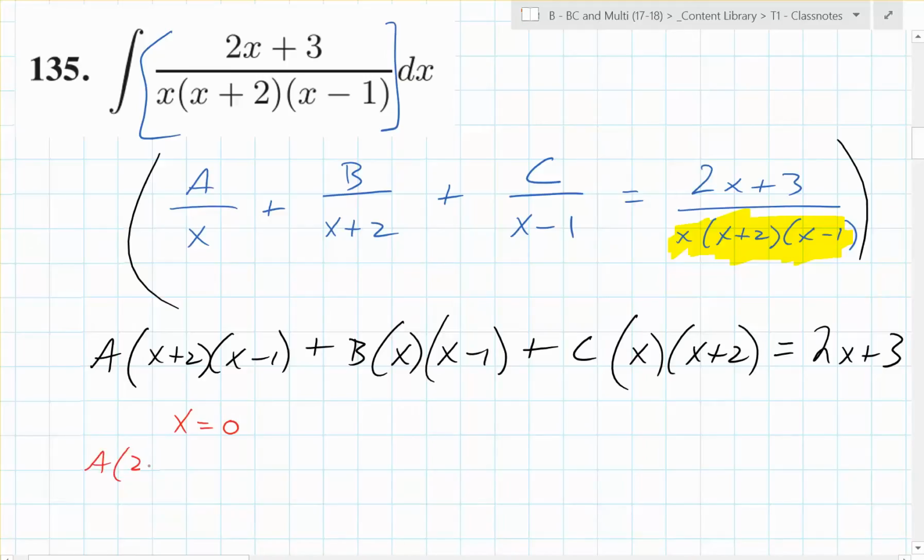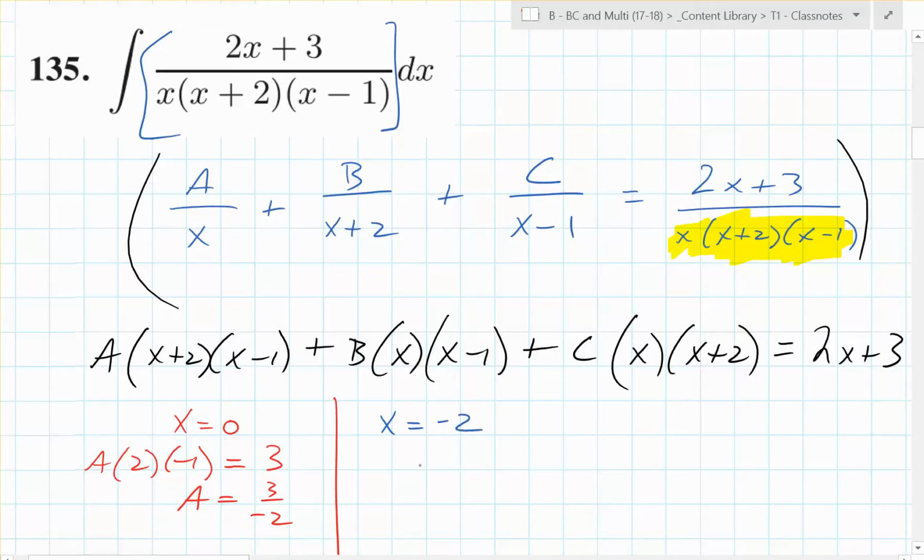End up with A times 2 times -1 equals what? B times 0. Yep. Equals what? Keep going. Equals 3. So what does A have to be? 3 over, oh, that's so nice. Okay, what's another number I could plug in?